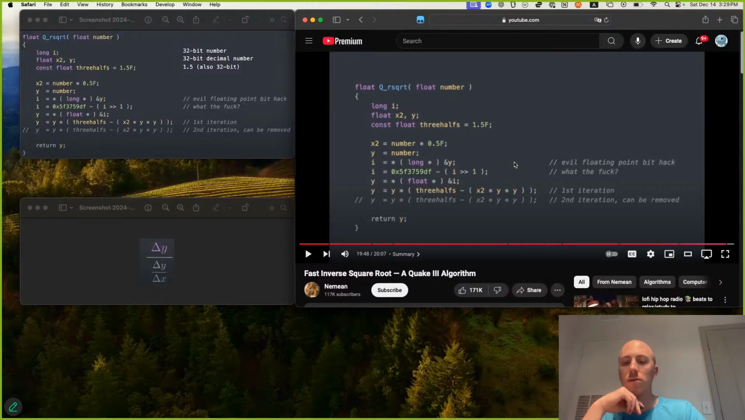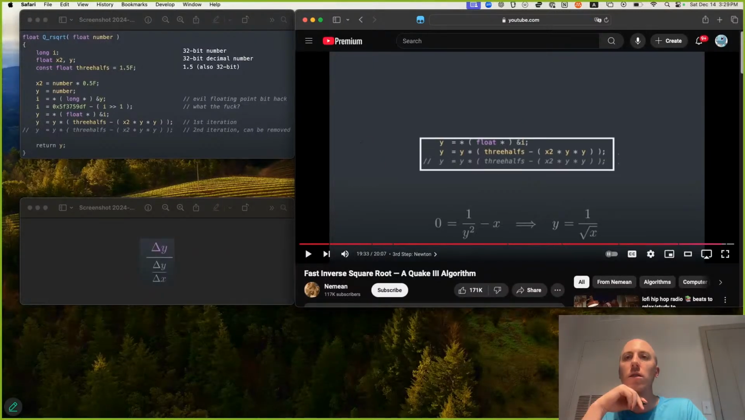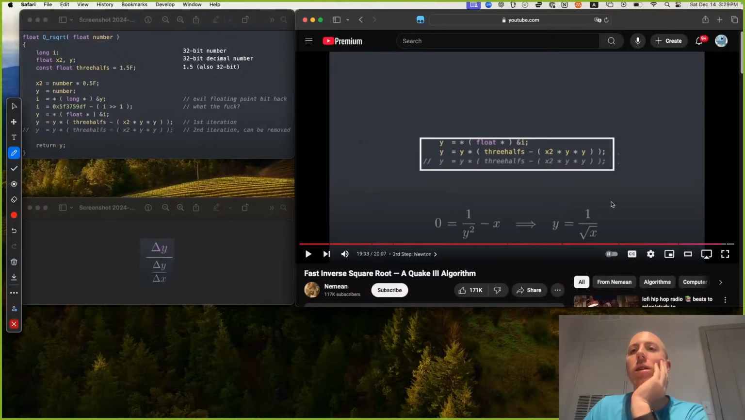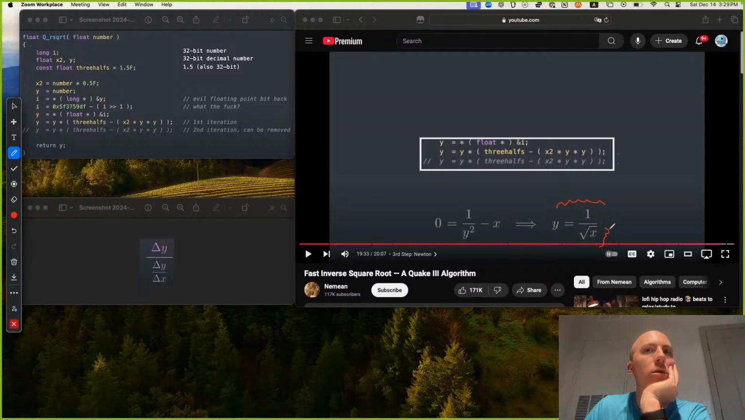We finally understand. Maybe this is a better way to work from it. We start with this function, y is equal to 1 over square root of x. This is what we're trying to compute. How did we get to this thing?